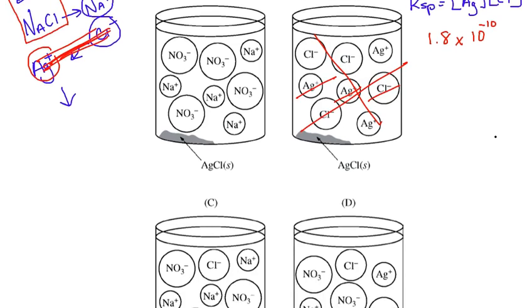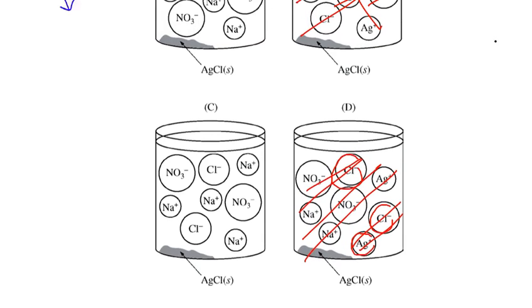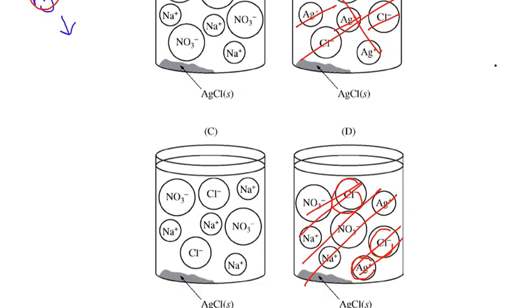And for the same reason, I can get rid of choice D, because again, I've got some silver ions and chlorine ions sitting there dissociated and separated, when in fact they'll make a precipitate based on that very small equilibrium KSP. So I'm left with these two choices, A and C.